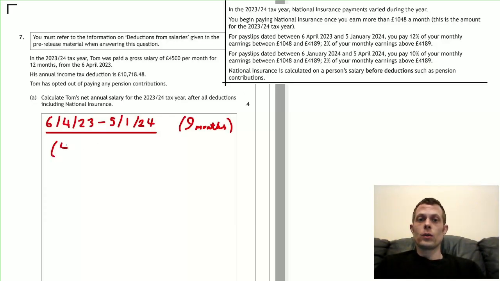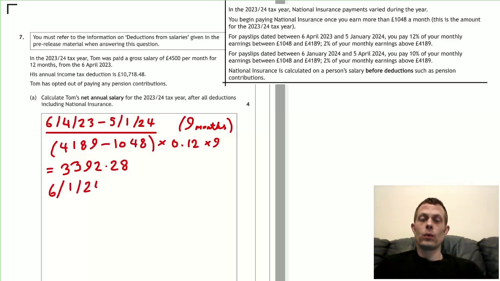So let's look at between £1,048 and £4,189. That is taxed at 12%, so we multiply by 0.12, and that's over 9 months, so we multiply by 9, and that will give us £3,392.28.